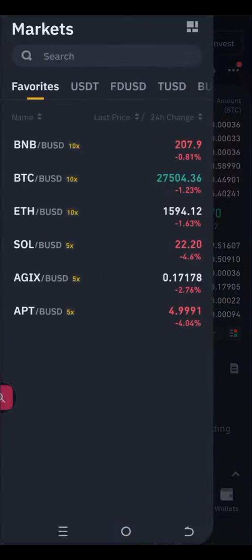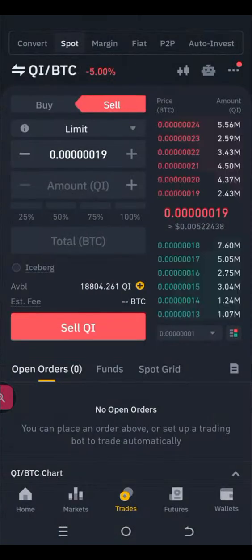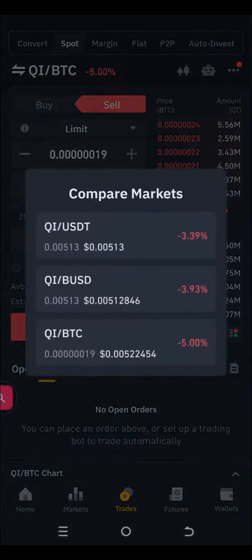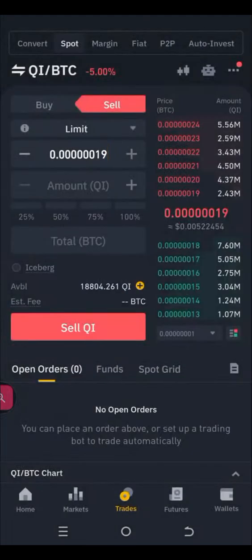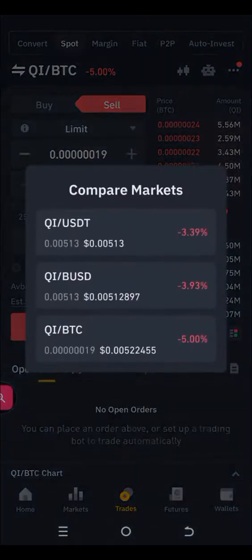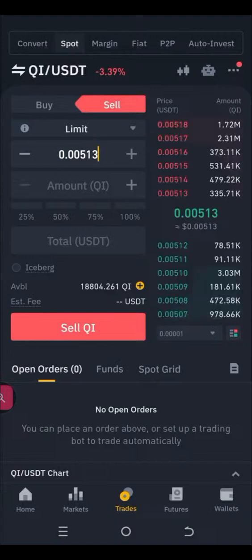Normally, we'll set a sell limit. And that's all we're going to do. We're going to set a sell limit. So let's go and check. We're just going to have to wait. Oh no, this is QIBTC. Let's go back to QIUSDT. So we're going to set a sell limit and just wait for it to execute. We don't know how long this is going to take. A couple of days, a couple of hours.